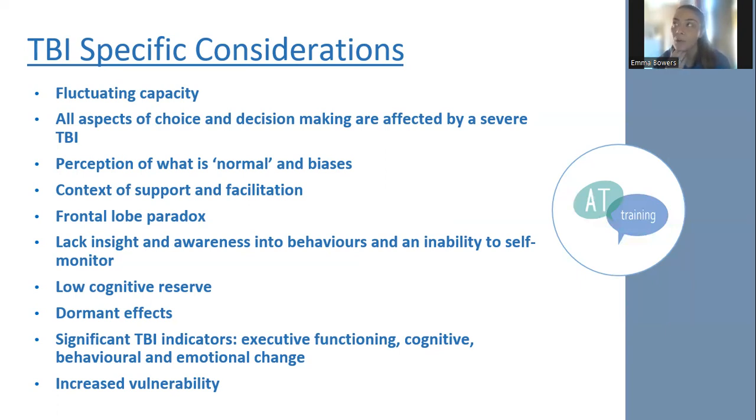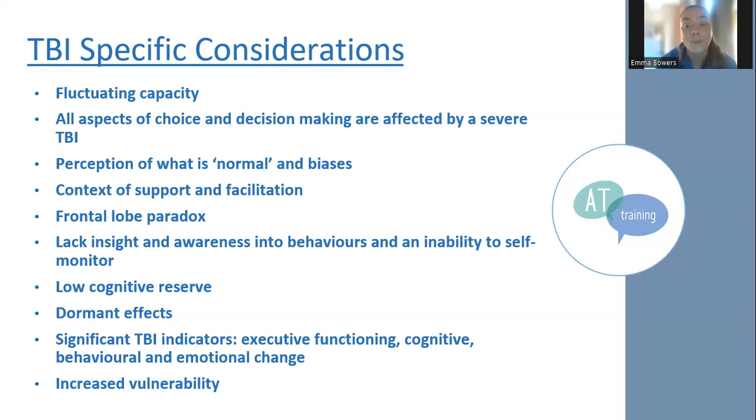And if we think about some of the risk factors for sustaining a TBI, such as low socioeconomic background or increased risk of social emotional mental health needs, how those populations are at risk of having reduced options and choices anyway.